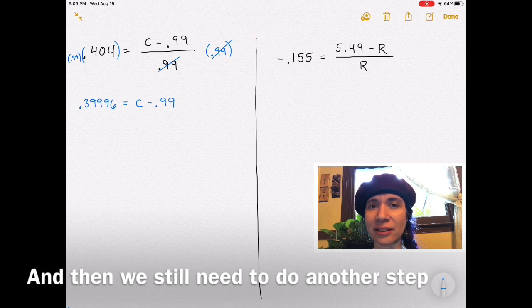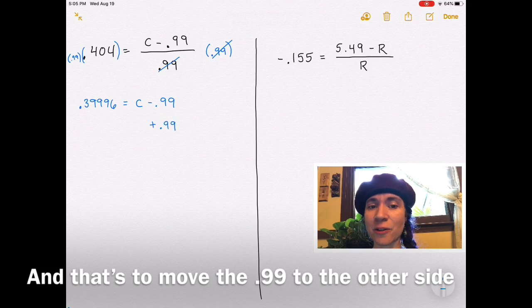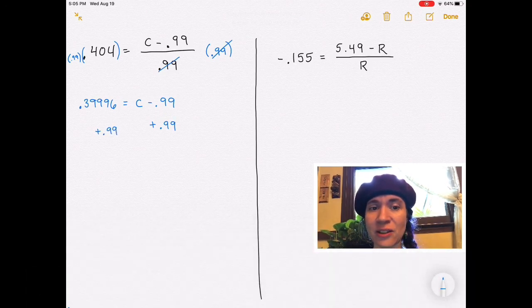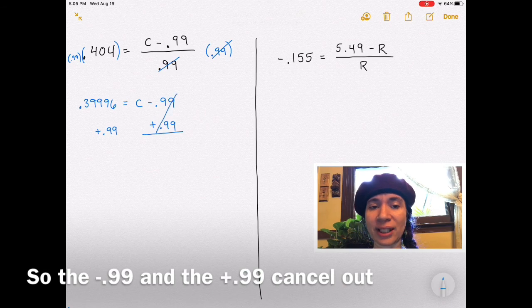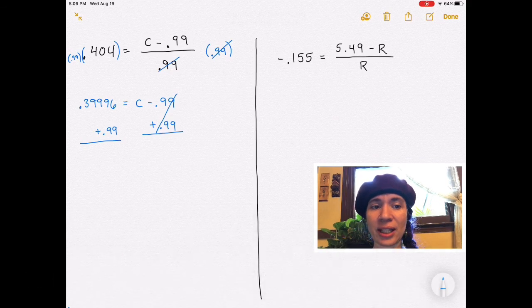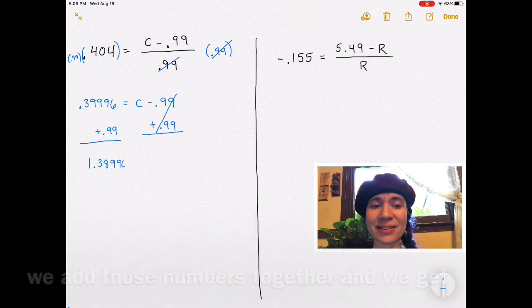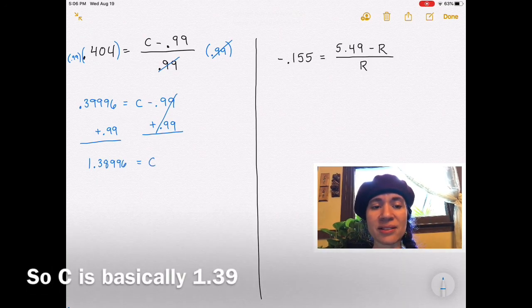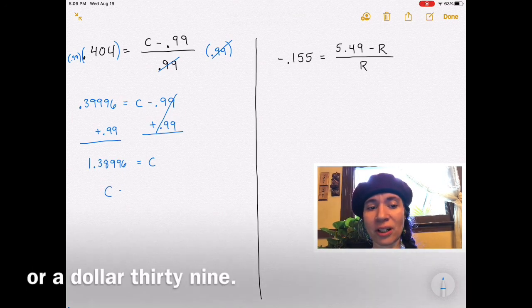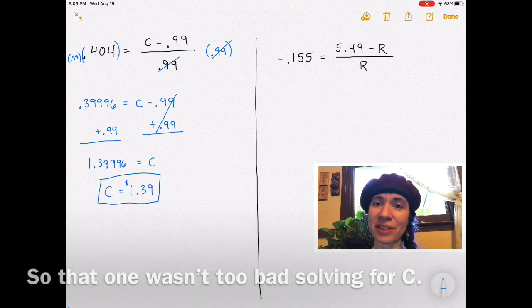And then we still need to do another step to get the C by itself, and that's to move the 0.99 to the other side by adding it to both sides. So the minus 0.99 and the plus 0.99 cancel out on the right, and on the left we add those numbers together, and we get 1.389, yeah, that's going to round up. So C is basically 1.39 or $1.39. So that one wasn't too bad, solving for C.